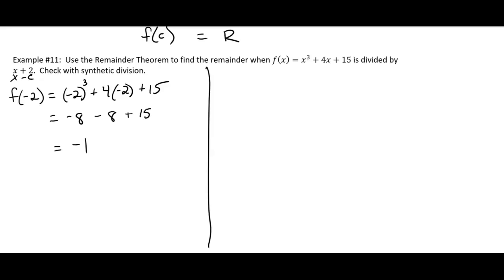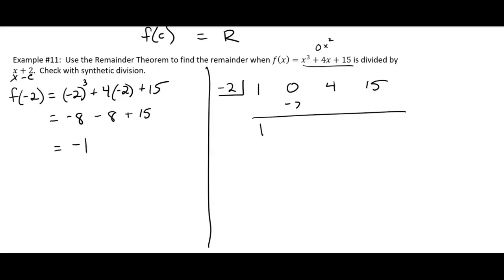Okay, so now we're going to treat it like a regular synthetic division problem. We're going to put negative 2 up in the box. We're going to pull off our coefficients. Now, x squared is missing, so I'll have to put in a 0x squared. 1, 0, 4, 15. Okay, the 1 comes down. 1 times negative 2. 0 and negative 2 is negative 2. Negative 2 times negative 2 is 4. 4 plus 4 is 8. And then 8 times negative 2 is negative 16.